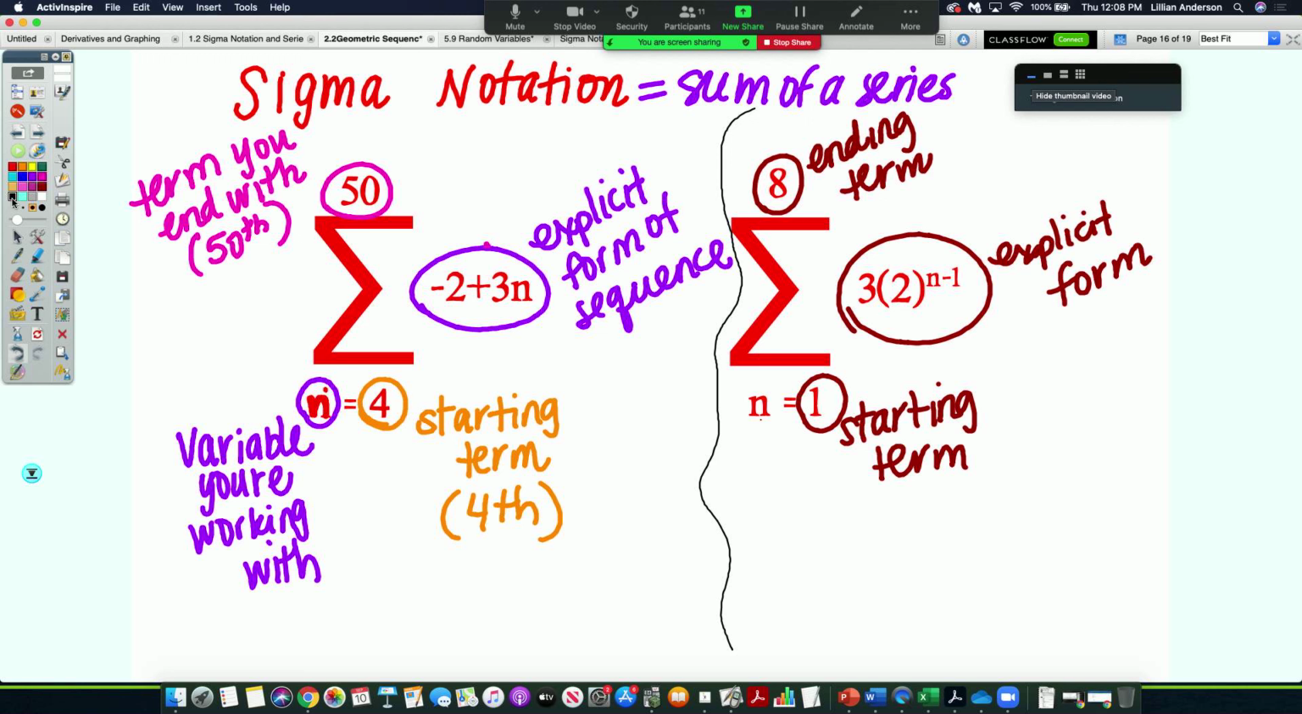But the other way that you could do this is by recognizing in those explicit forms are these arithmetic or geometric series that these sigma notations are representing. When you look at the one on the left-hand side, that -2 plus 3n, does that look arithmetic or geometric?